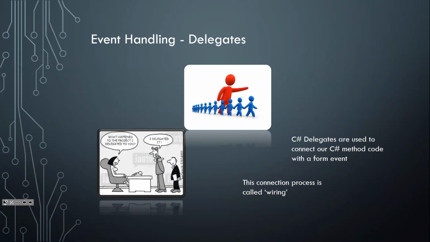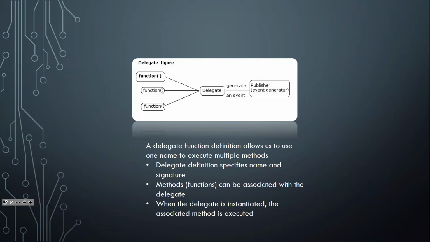So that's nice. Now, when we're working with event-driven processing like this, the association of that method with that event is called a delegate. We're wiring that event procedure to the event. So a delegate allows us to use one name to execute multiple methods. This could be confusing right now, but we're going to try it in just a minute, so it should make more sense. But think about this while we're talking about it here.